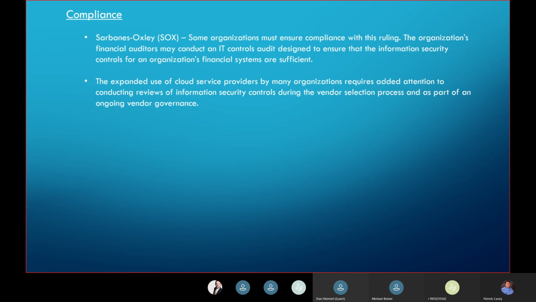We all know this one, SOX, right? Sarbanes-Oxley. Some organizations must ensure compliance with this ruling. The organization's financial auditors may conduct an IT controls audit designed to ensure that the information security controls for an organization's financial systems are sufficient. The expanded use of cloud service providers by many organizations requires added attention to conducting reviews of information security controls during the vendor selection process and as part of the ongoing vendor governance.